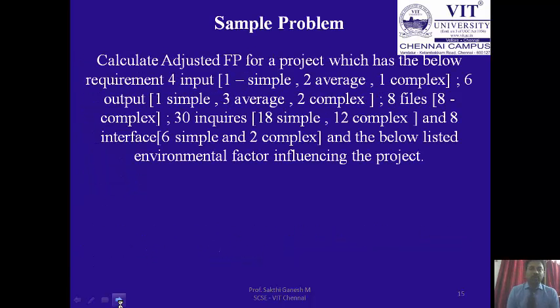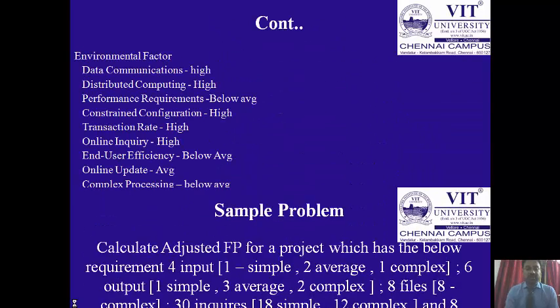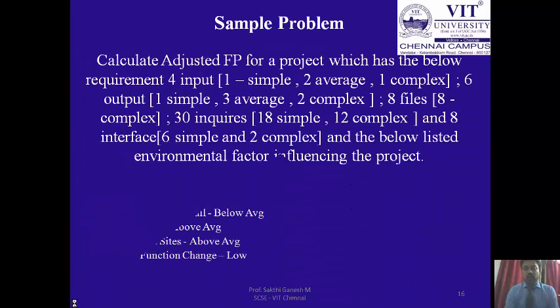This is a sample problem: calculating the adjusted function point for a project with the following requirements. It has 4 inputs, divided into 1 simple, 2 average, and 1 complex.